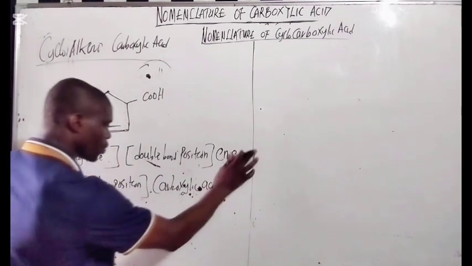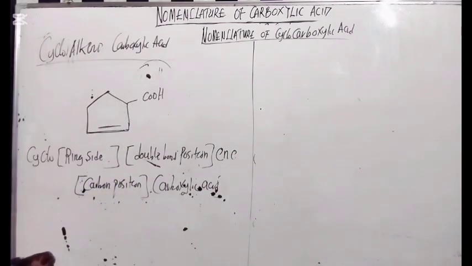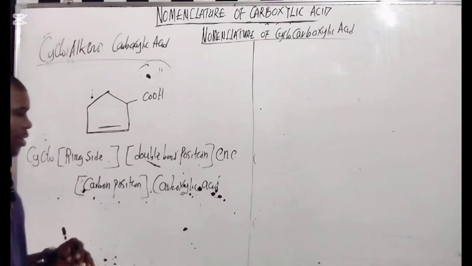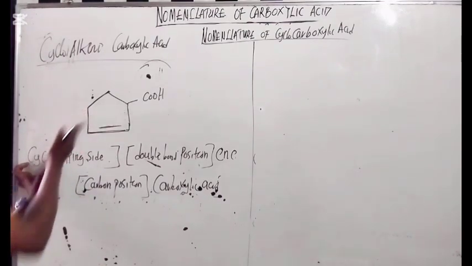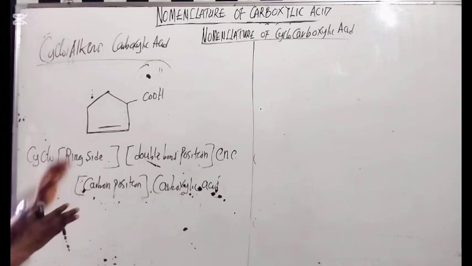Here we have what? Carboxylic what? Acid. Do you understand? So now, with this format here, you can easily name compounds like this, right? The cyclo will come here. So let us name this one here.